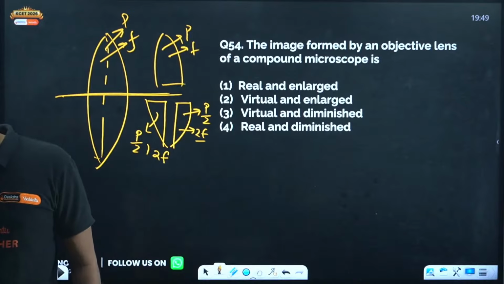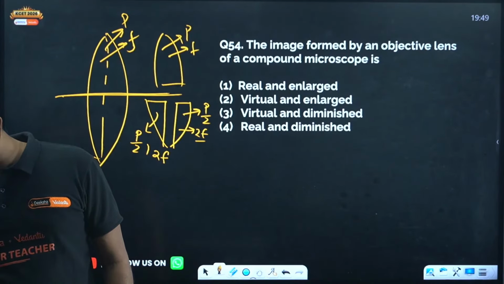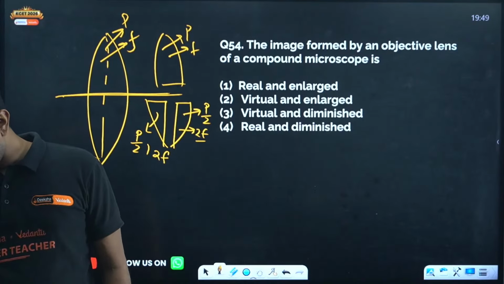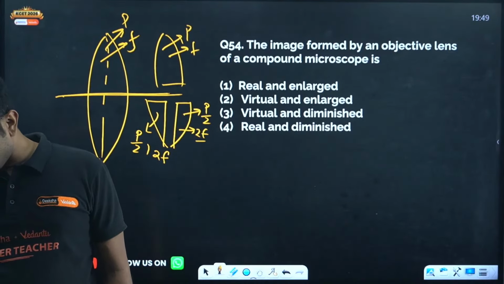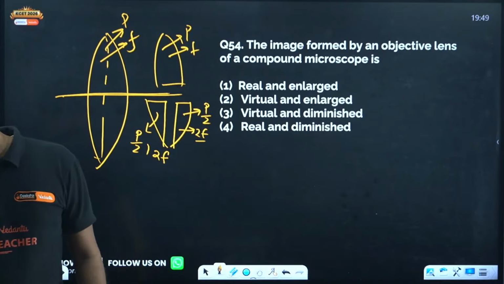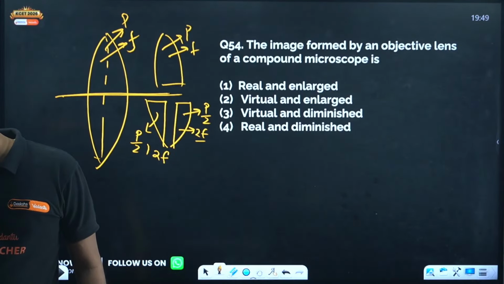That is the logic. Yes, Sarvesh, what is your doubt? When will the focal length change then? I don't understand, how much will it change? I told you, focal length becomes double. What is your doubt, Sarvesh?